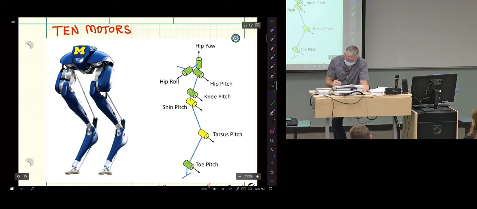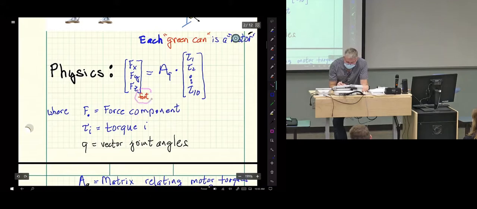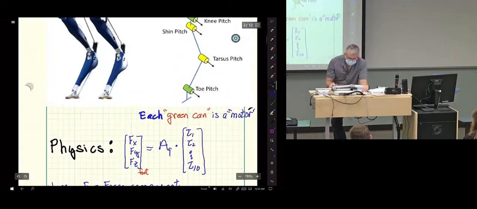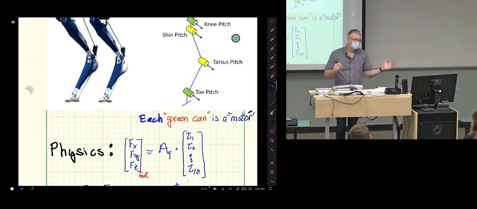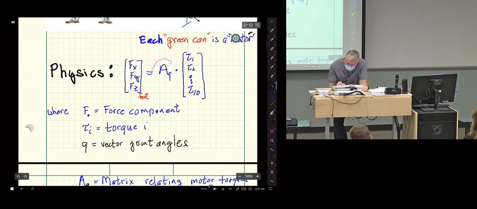But all of the green cans have motors. These things have springs, so there's some springiness built in. But you can see what's happening now. I'm trying to generate forces at the foot. And so on Cassie, there's an X direction, a Y direction, and a Z direction. I've got 10 motors, okay? Yes, only 5 of them are on the ground, but when a leg is swinging forward, that causes reactions on the back one too, okay? And using Calc 3, I can derive a matrix that relates the torque at each of the 10 joints to the forces at the foot.